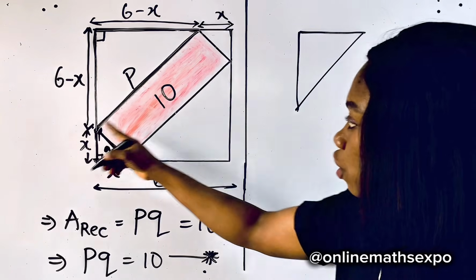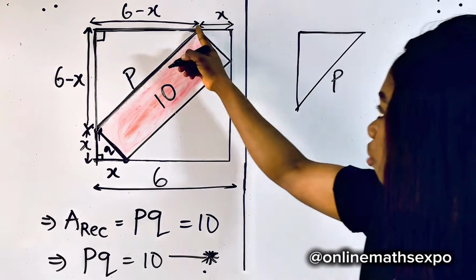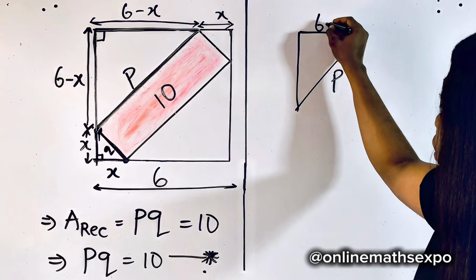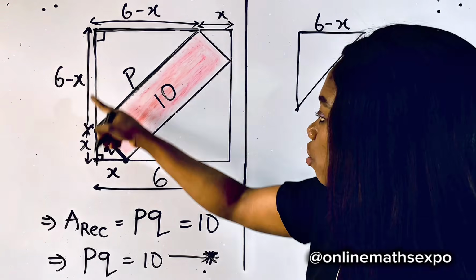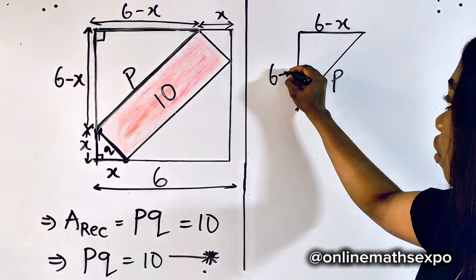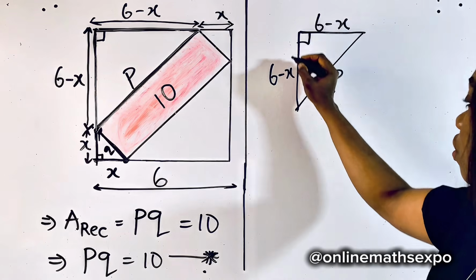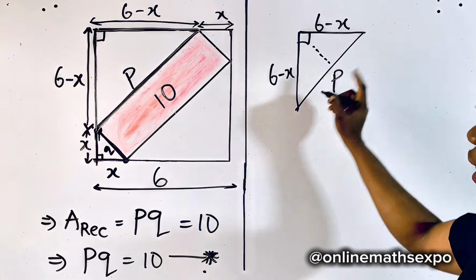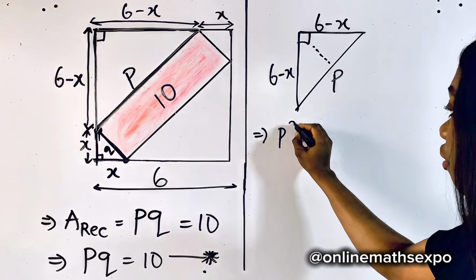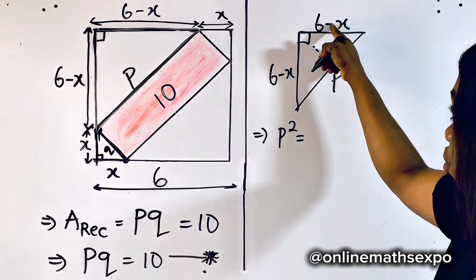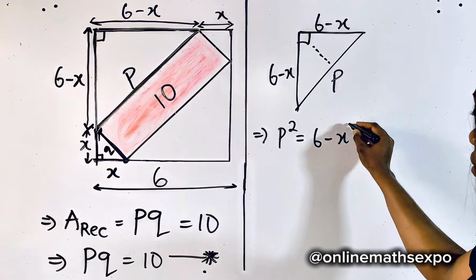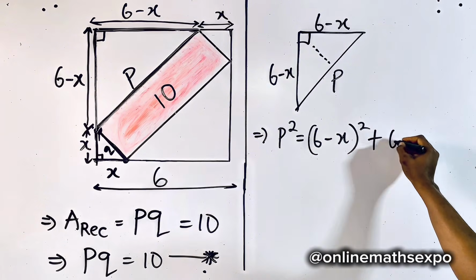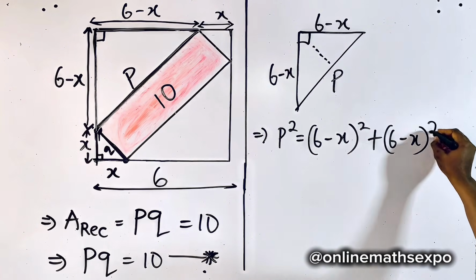This length measures p. From here to here measures 6 minus x. And it triangles here. This part is the hypotenuse, the longest side. So quickly square it. You have p squared. Square the two legs and sum. This is what we have. Then plus 6 minus x all squared.